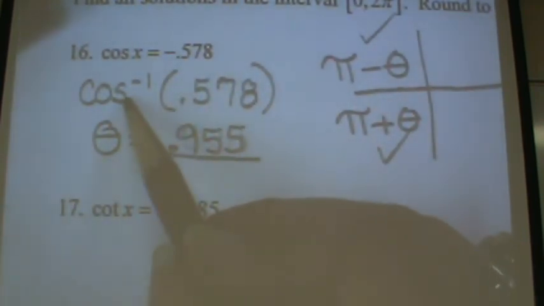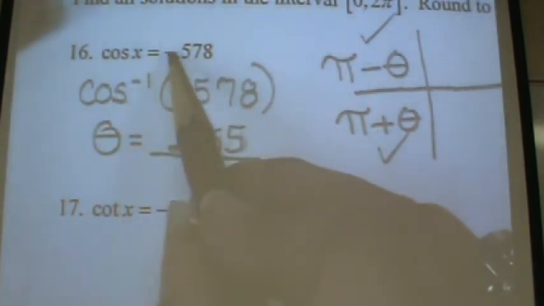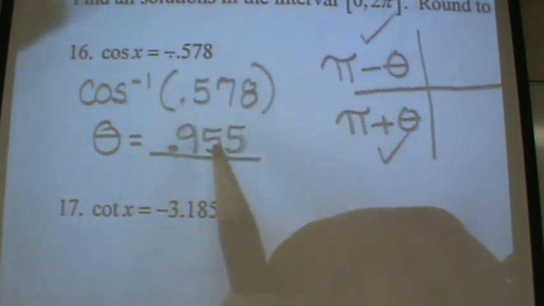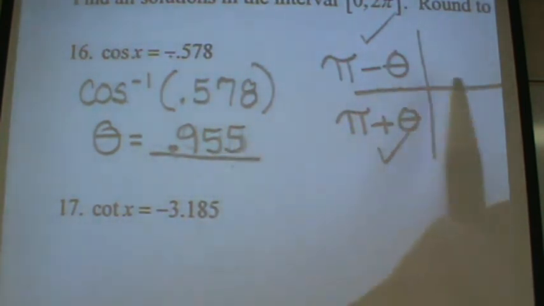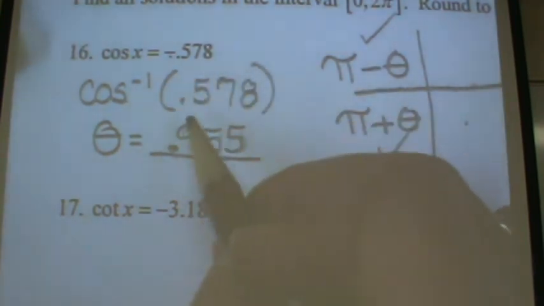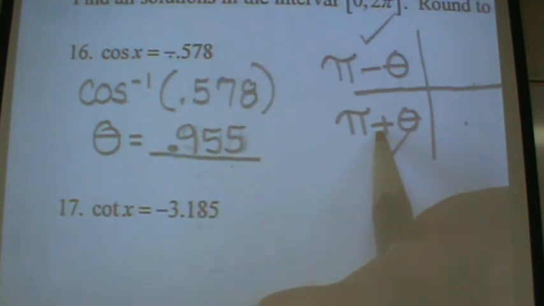Because cosine is negative there, so you really want to be negative. This would have been the answer if it was positive. It would have been this answer and then the one in quadrant 4. But it's negative. Cosine is negative in quadrant 2 and 3.